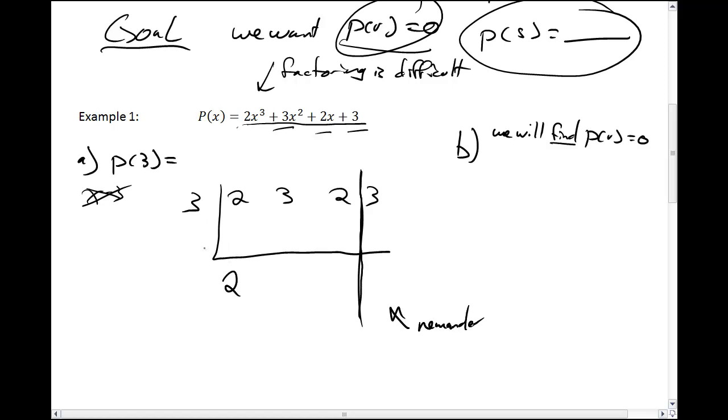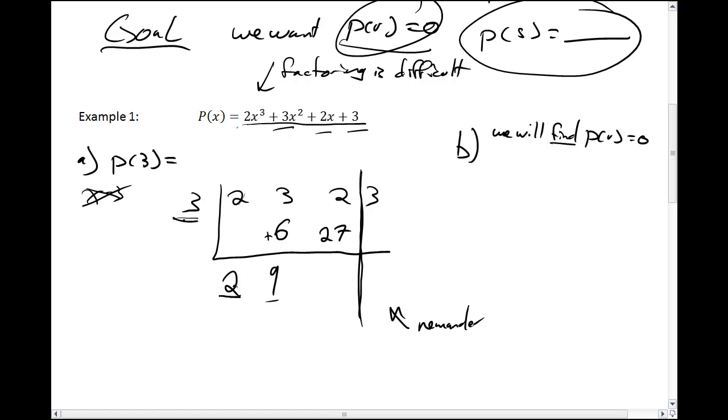Next, I take 3 times 2. 3 times 2 gives me 6, and I write it in the second column. I add these together, and 6 plus 3 gives me 9. Then I take 9 and I multiply it by 3. So 9 times 3 gives me 27. So notice my pattern. I take a number, I add whatever's in the column below it down. That first one we always add 0 to it. And I take whatever that answer is, and I multiply it by 3.